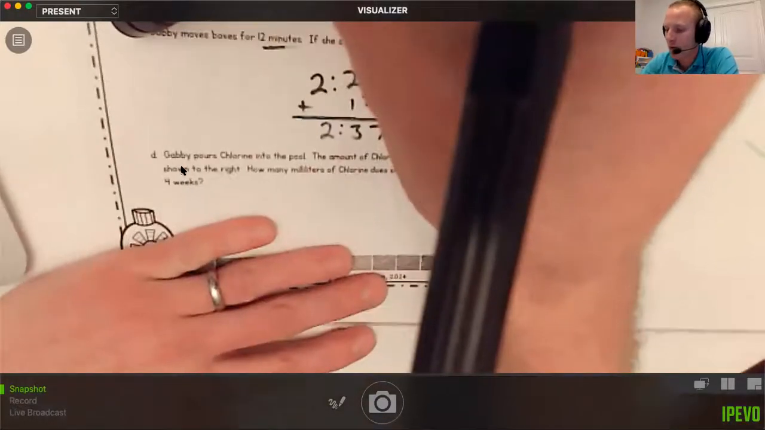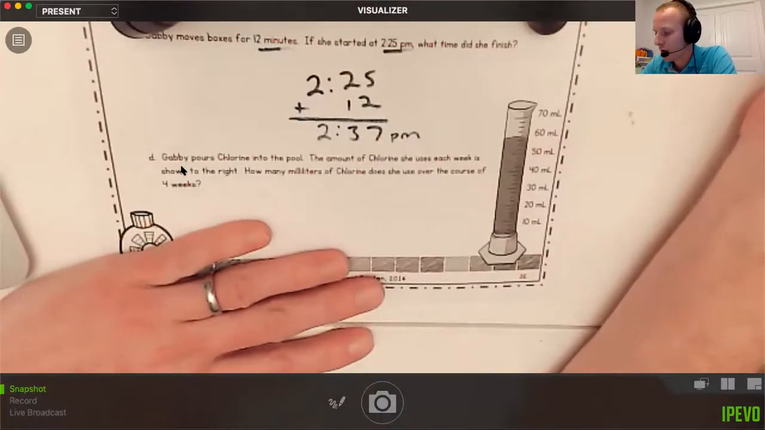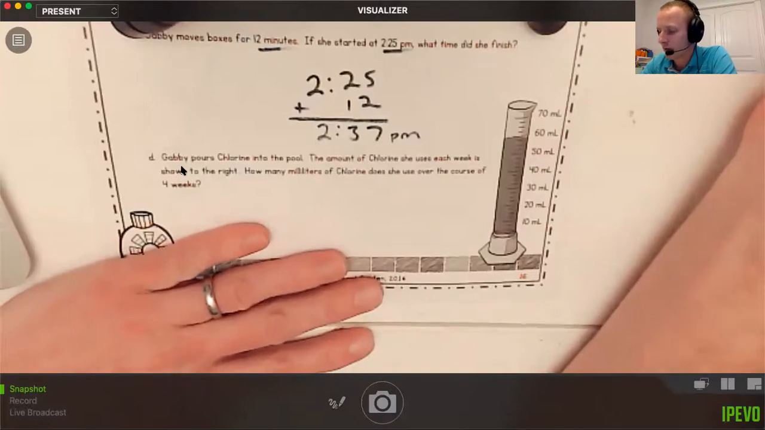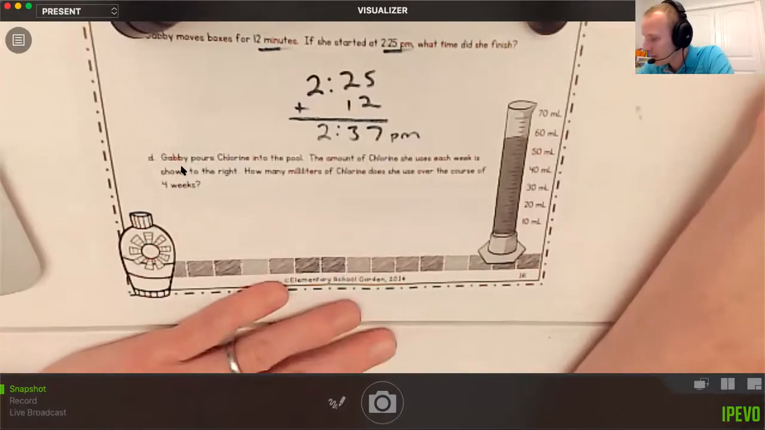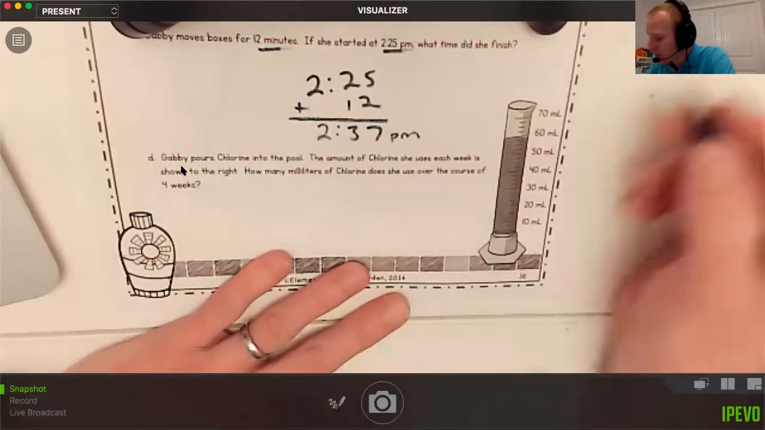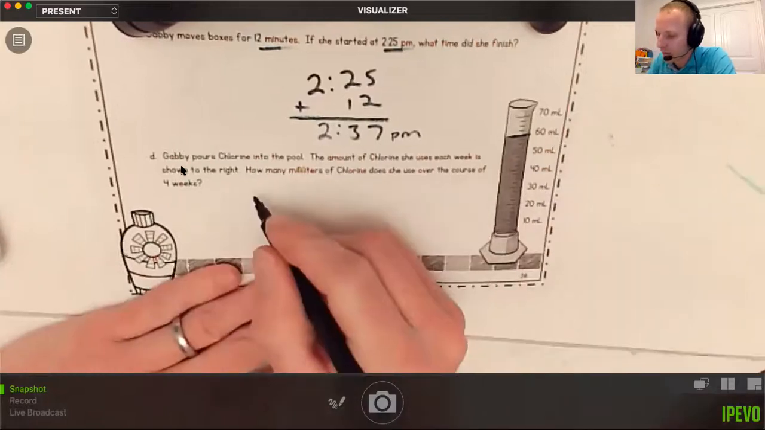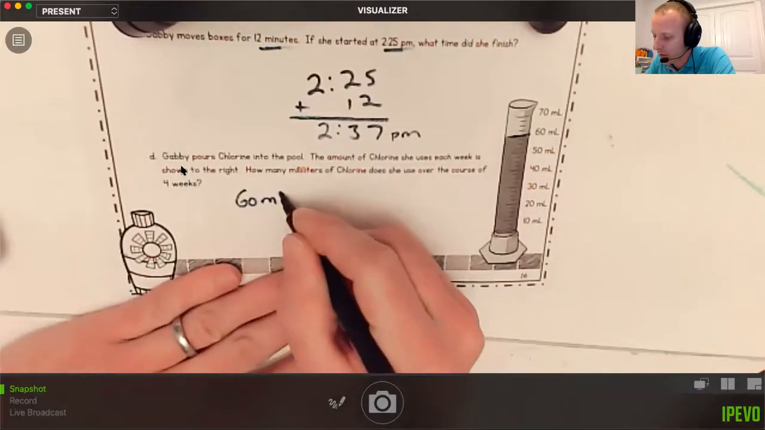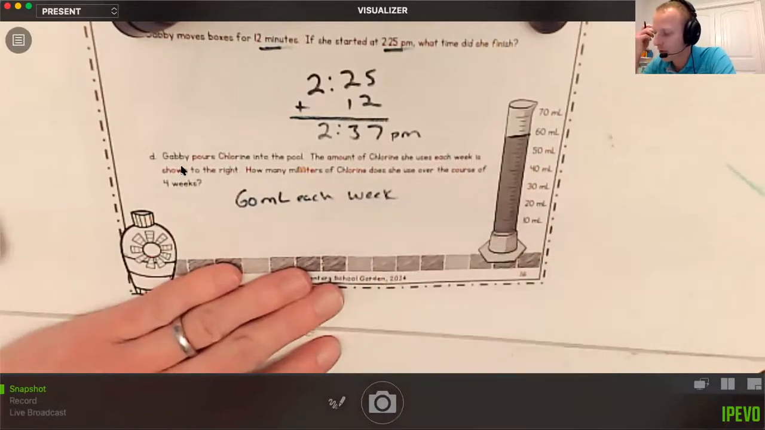And then the last problem here says Gabby pours chlorine into the pool. Gabby's a busy kid. She's done a lot of stuff here. The amount of chlorine she uses each week is shown to the right. How many milliliters of chlorine does she use over the course of 4 weeks? So I would say that she uses, it looks like 60 milliliters to me. So 60 milliliters each week. Okay. Now I need to figure out how much she uses in 4 weeks.